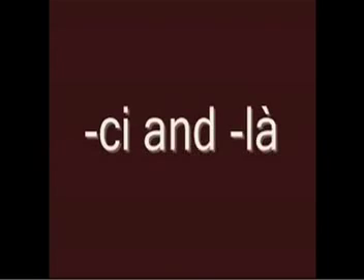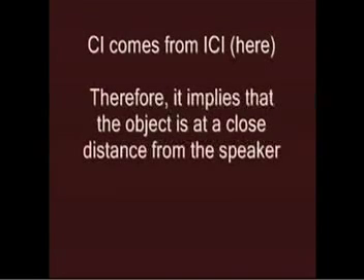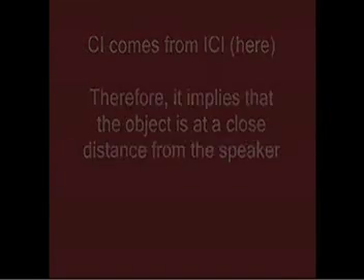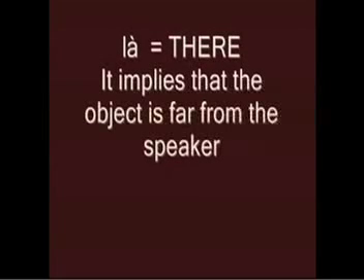Ci and là on the screen. Ci and là. Ci comes from ici. If you don't know that, you can go back to my lesson, my video on the adverbs of place. Here, ici, it means here. So ci is a shortened version of ici, okay? And là is there, okay? Feel free to check that video, all right? So you use ci and là to express that notion of distance.